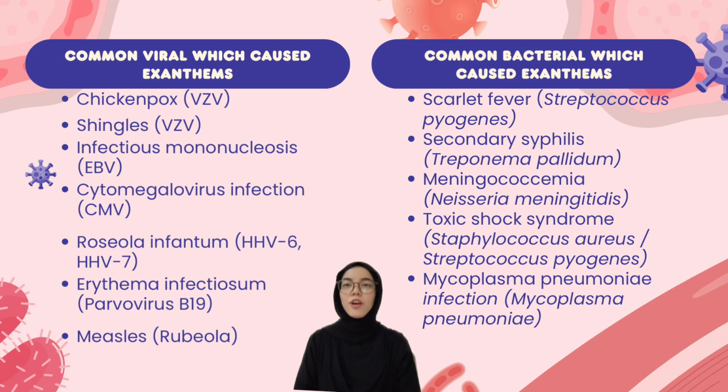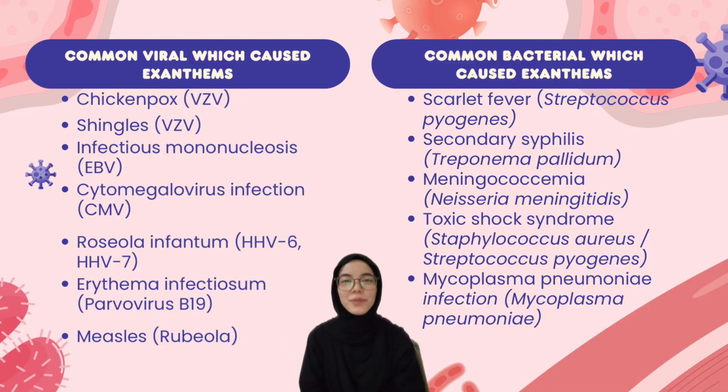Here is the list of common viruses that cause exanthem. First, we have varicella zoster virus that causes chickenpox and also shingles. We also have Epstein-Barr virus that causes infectious mononucleosis. We also have cytomegalovirus infection that is caused by cytomegalovirus. Next, we have roseola infantum that is caused by HHV-6 and also HHV-7. We also have parvovirus B19 that causes erythema infectiosum. And lastly, we have rubeola that causes measles.